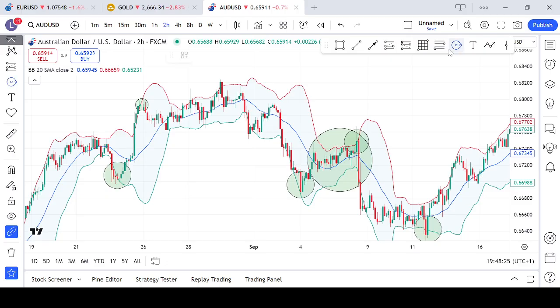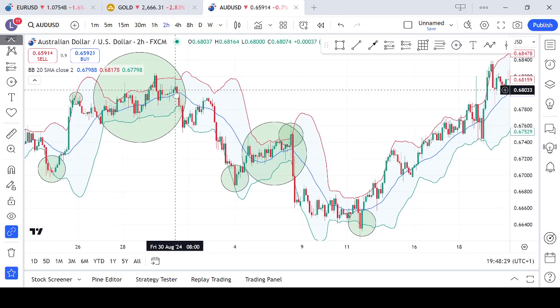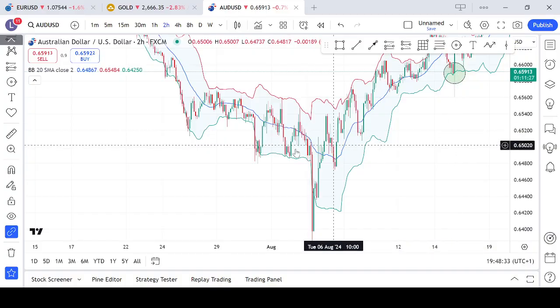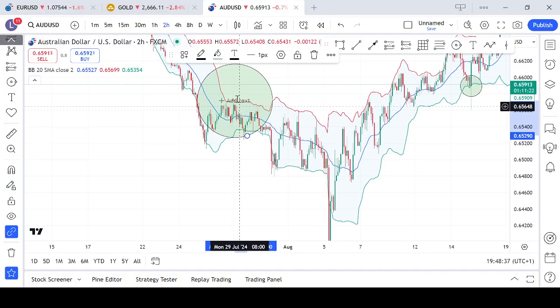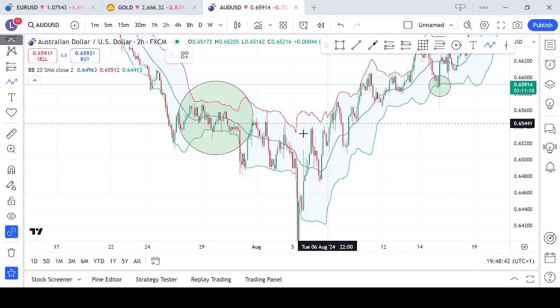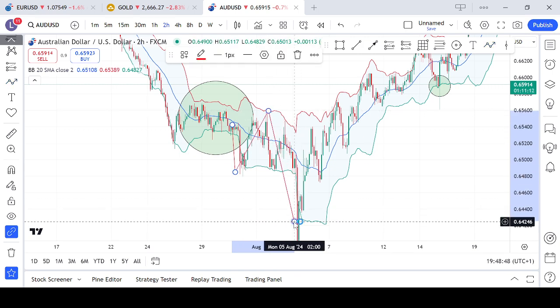You can see this squeeze here also. Squeeze, and we have this massive breakout to the downside, and this is another squeeze. You see the Bollinger Band squeeze. We are expecting a massive breakout to the downside. The breakout continued.